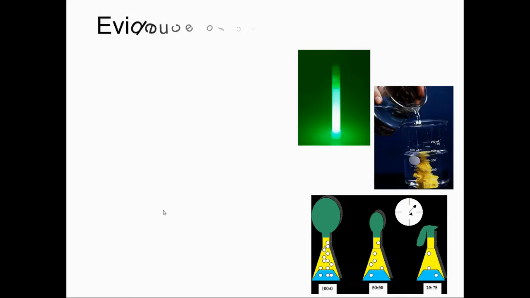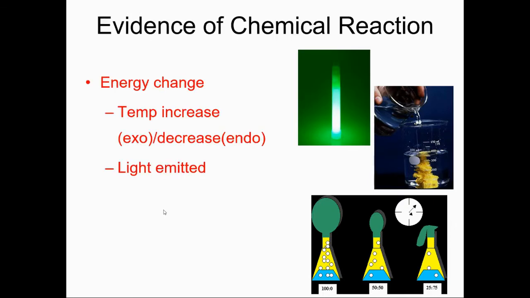So first of all, we need to know what is an evidence. How do we know that a chemical reaction occurred? And we know this from one of the first units we talked about when we talked about chemical change. How do you know there is a chemical reaction that occurred? Well, one of the main things is you have a change in energy, and that energy can come in many ways. You can have a change in temperature.